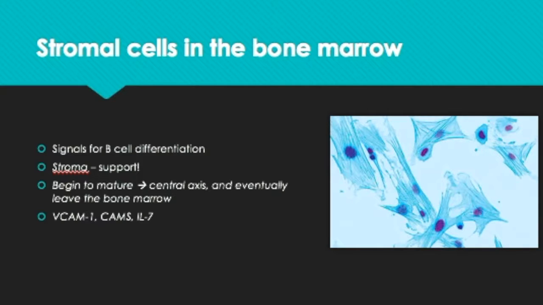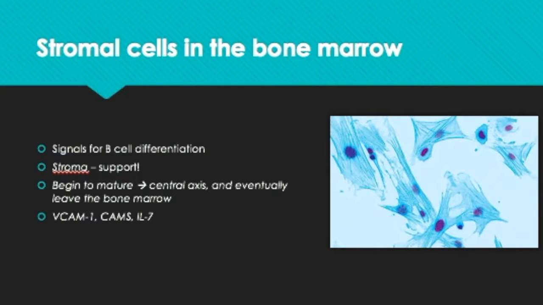As B cells begin to mature, or cells that are going to be B cells, they progressively have less and less contact with stromal cells. They begin to move towards the central axis of the bone marrow and eventually leave the bone marrow altogether and go out into the periphery.